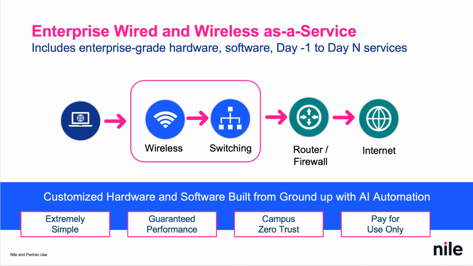Nile delivers a complete cloud-managed unified wired and wireless fabric, redefining campus networking with a fully integrated, service-driven approach. As part of Nile Access Service, we handle wireless and switching infrastructure, covering design, installation, and ongoing operations. Unlike traditional solutions, Nile developed its own hardware and software from the ground up, ensuring a seamless, optimized system built for simplicity, scalability, and reliability.